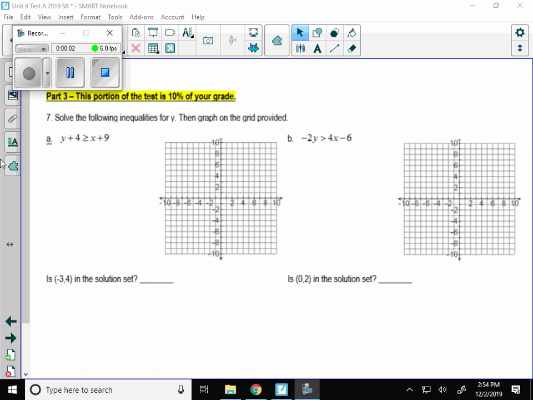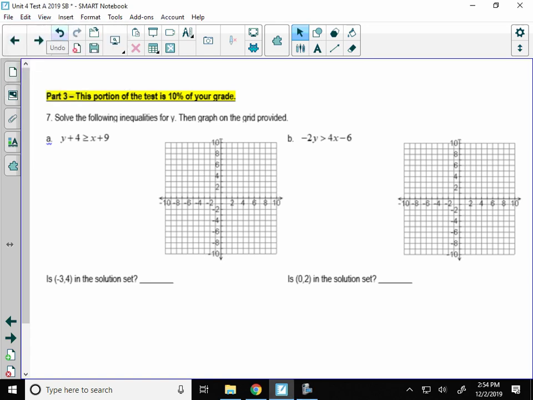Okay, so this is the video for part 3, number 7 of your test. Right, so this is just like the last video, so we're going to be graphing inequalities, but this time we have to solve for y. This is going to be extremely important to use Desmos.